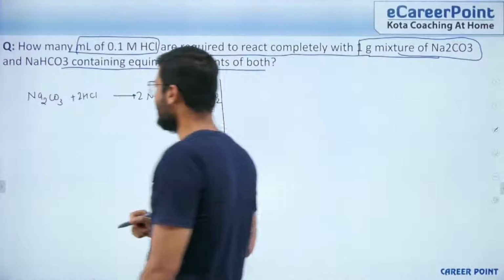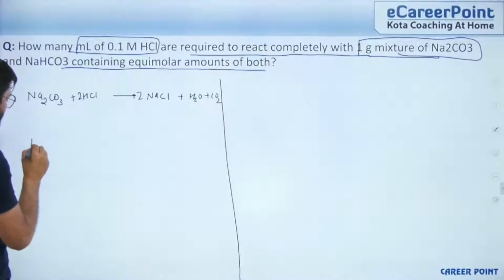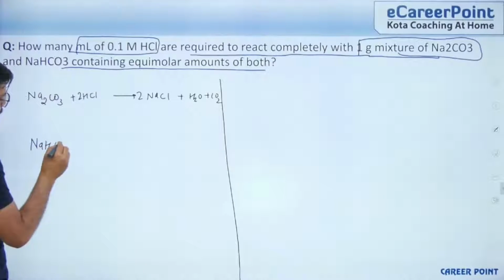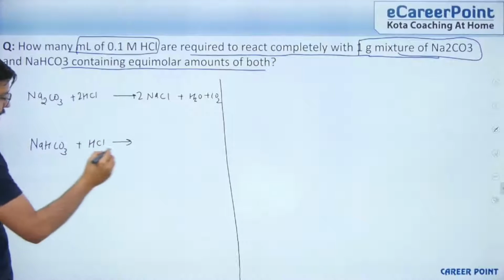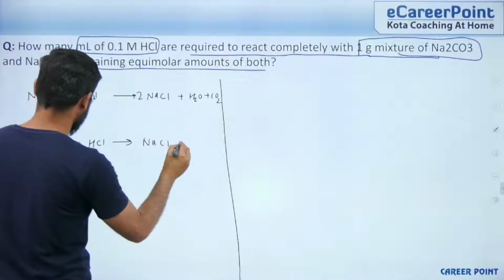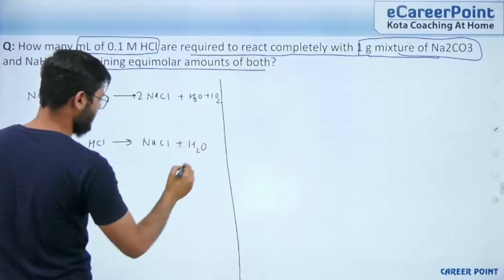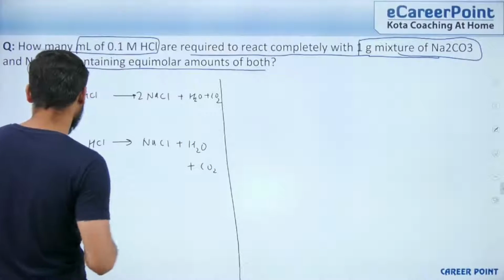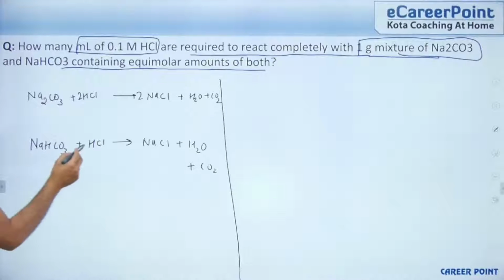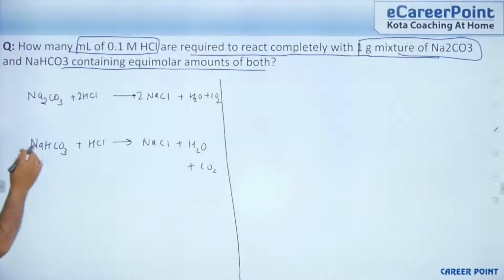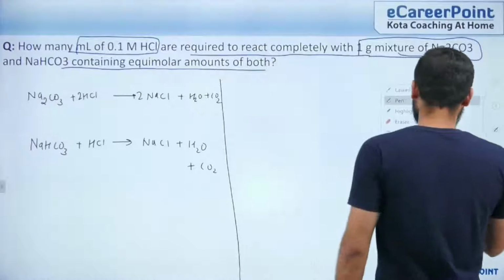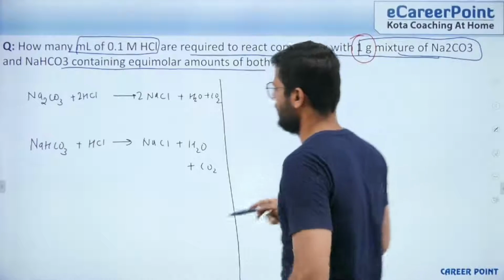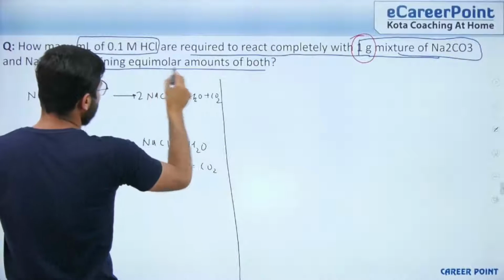Now on the other side, how will NaHCO3 react? This will give NaCl, then H2O, then CO2. Now you can balance it. So you have H2O, you have CO2, and this is balanced. Now this is the reaction. Now it is saying that the total weight is 1 gram, and both are equimolar.